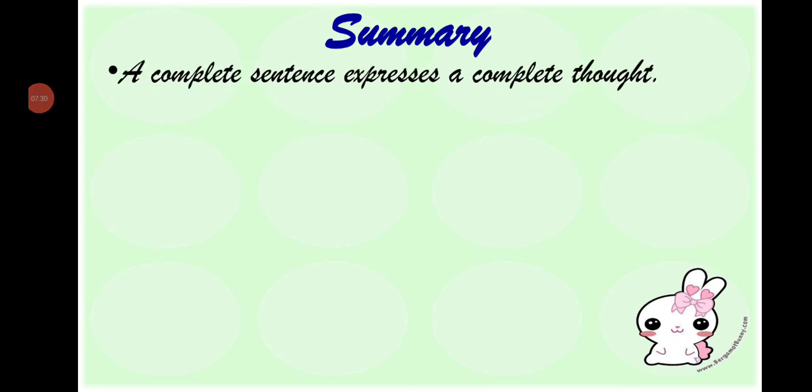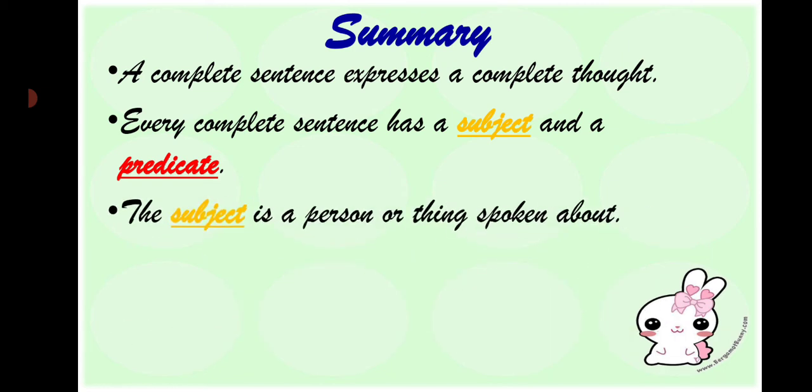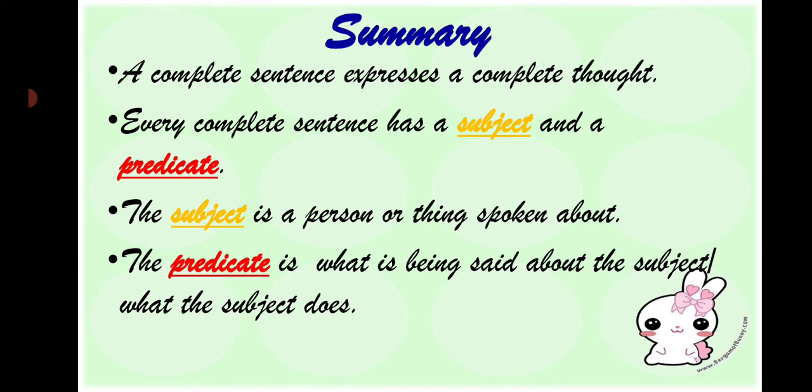Summary. A complete sentence expresses a complete thought. If the sentence is not complete, we do not understand the exact meaning of the sentence. Every complete sentence has a subject and a predicate. The subject is a person or thing spoken about. The predicate is what is being said about the subject or what the subject does.